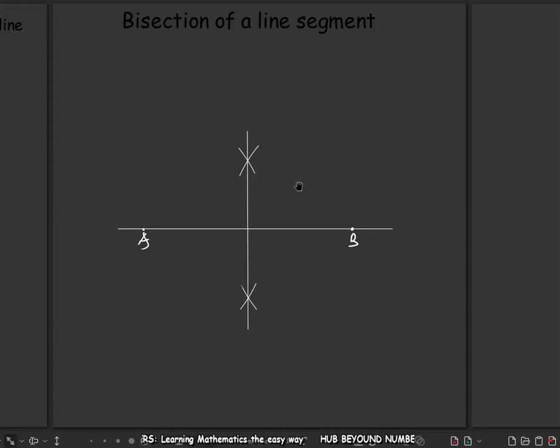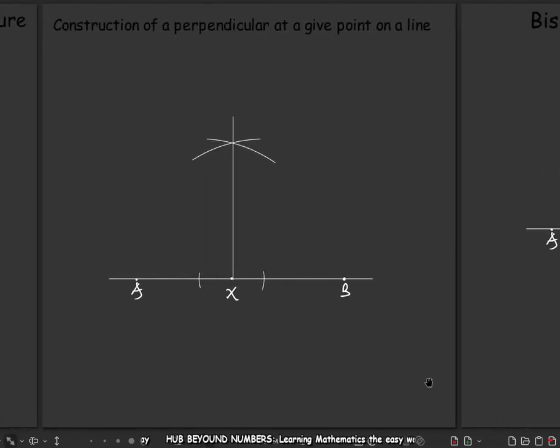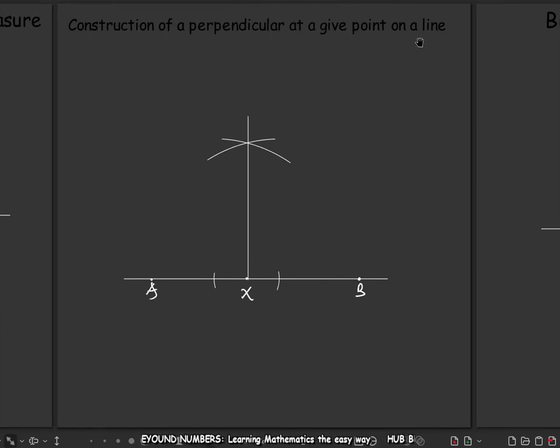So now that we know how to draw a perpendicular and how to bisect a line, if you look at the previous one we did over here, we constructed a perpendicular at a given point on the line. This is the point on the line. We constructed a perpendicular on that point. But what if you want to construct a perpendicular at the ends of the line? So I want to construct it at A or at B. You see, unlike X, which is in the line, you now want to construct the perpendicular at the ends of the line. How do we go about that?